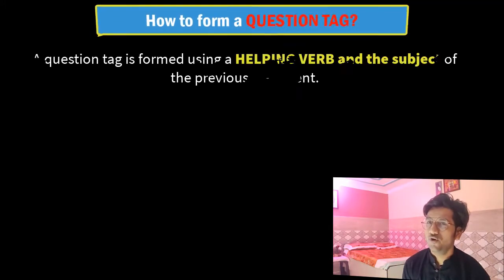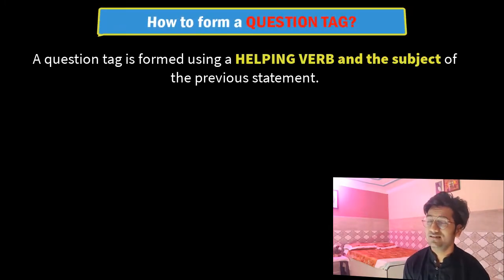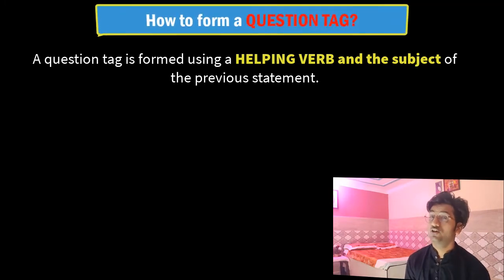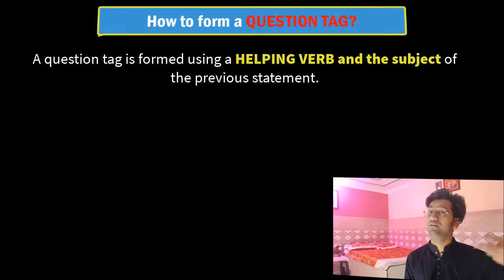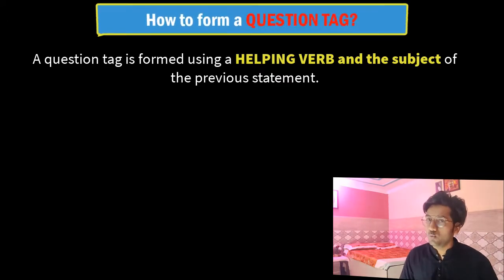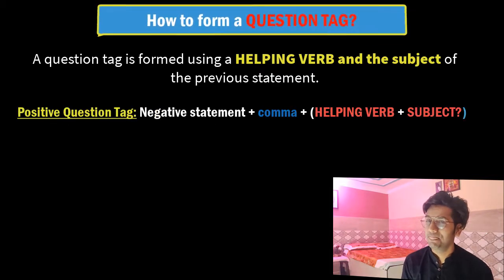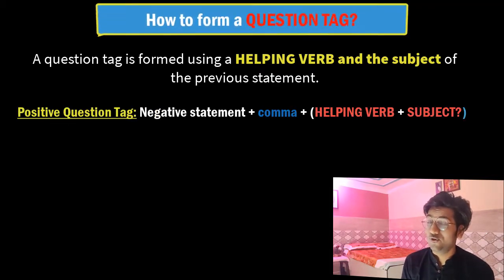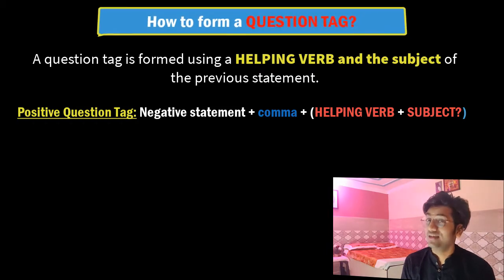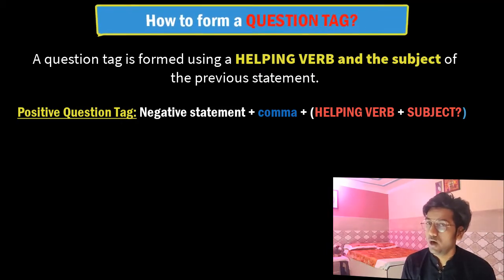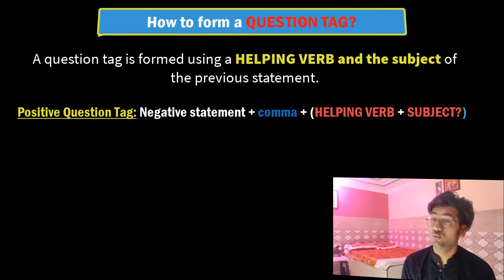Now let's understand how to form a question tag. See guys, in order to form a question tag, all we need is a helping verb and the subject of the previous statement. That could be positive or negative. That's all we need in order to form a question tag. And here's the structure of a positive question tag. First comes the negative statement followed by a comma, followed by the question tag that has a helping verb followed by the subject followed by the question mark.